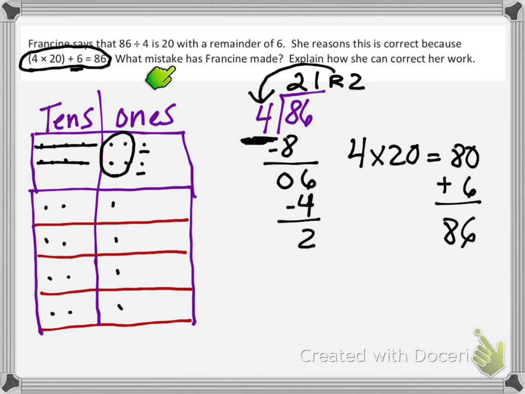So that is where Francine made her mistake. She was still able to make more groups. She could have made one more group with that, dividing up that 6 into 4 equal groups.